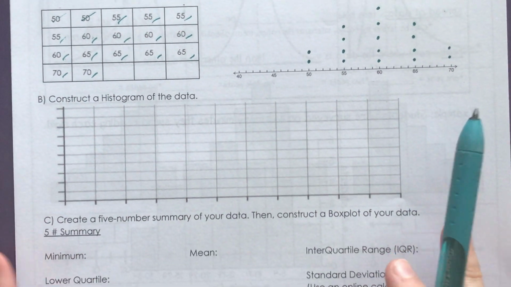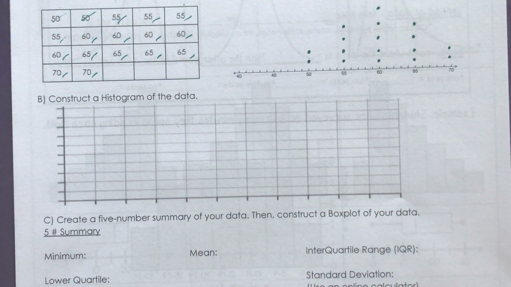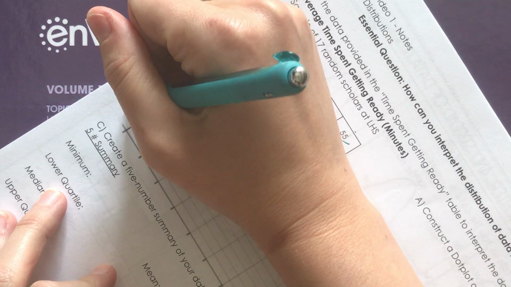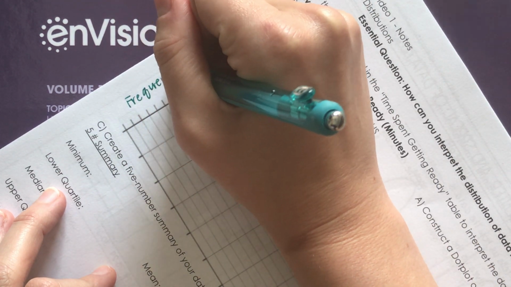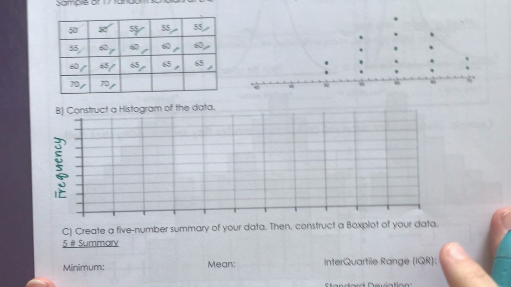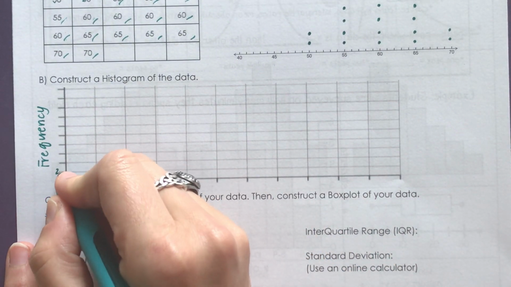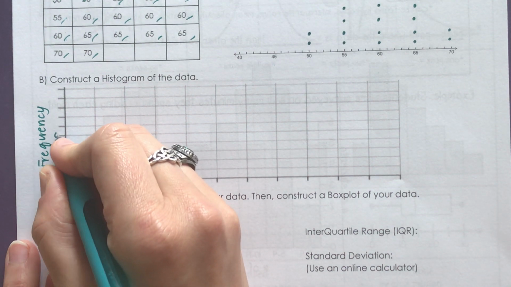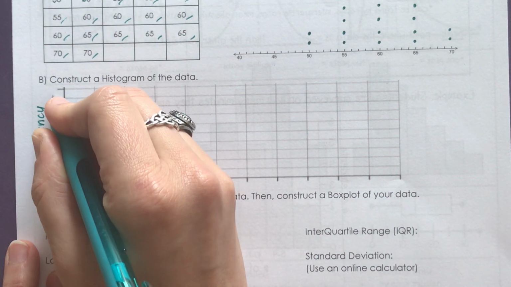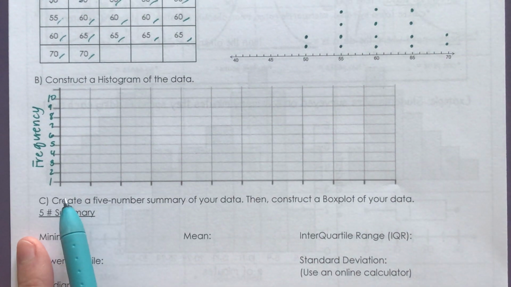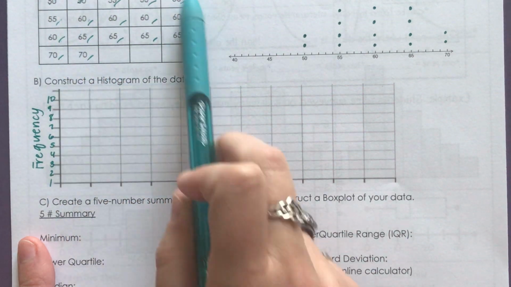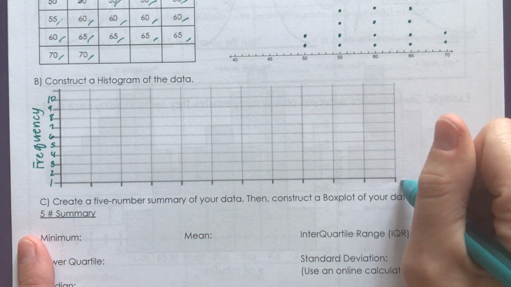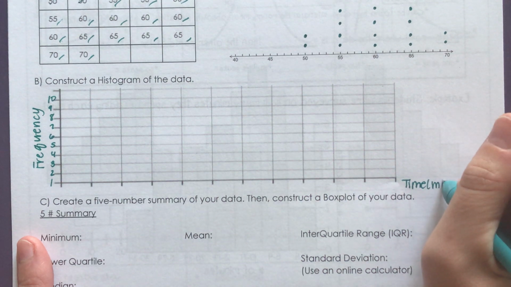Now we're going to construct a histogram of the data using the same data. A histogram talks about the frequency that something occurs. So over on your y-axis, you're always going to have your frequency. How often does it occur? And I'm just going to count these by ones. I don't really need to go much higher than 10. And then on my x-axis is where my data is actually going to go. That's where my average time is going to go on the x-axis.